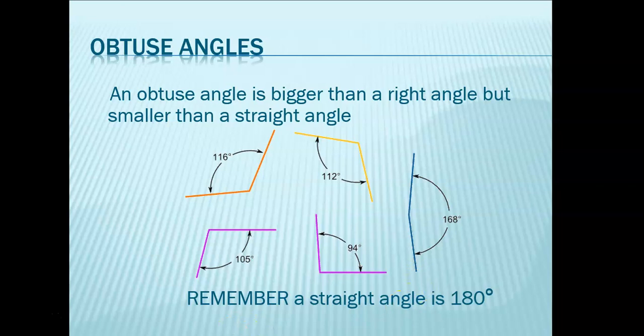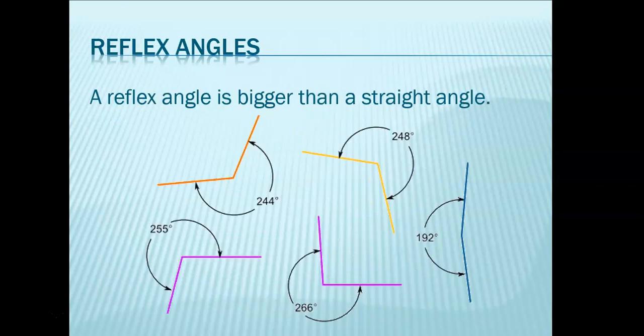And then the last type of angle I want to look at is called a reflex angle. Reflex angles are bigger than 180 degrees, or a straight angle. So if we look at this diagram here, this angle inside these two lines is an obtuse angle because it's greater than 90 degrees but less than 180 degrees. But this outside angle is 244 degrees, so it's called a reflex angle because it is bigger than 180 degrees.